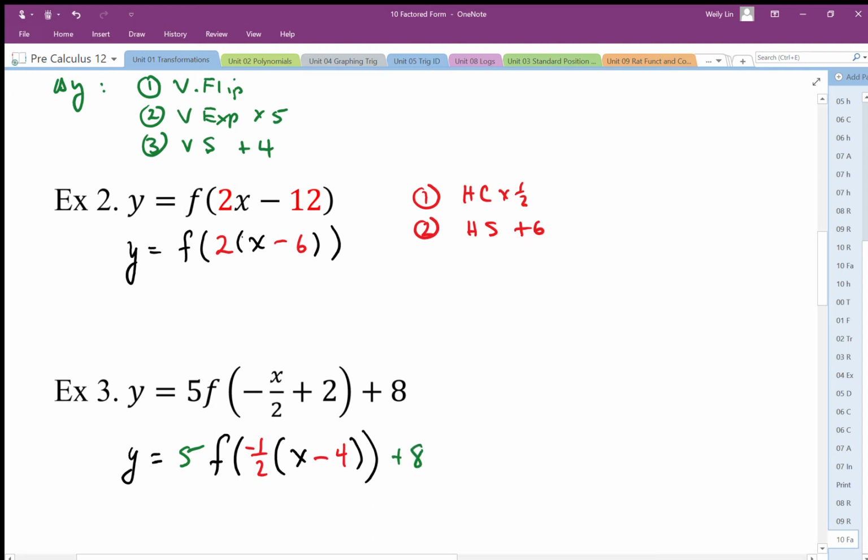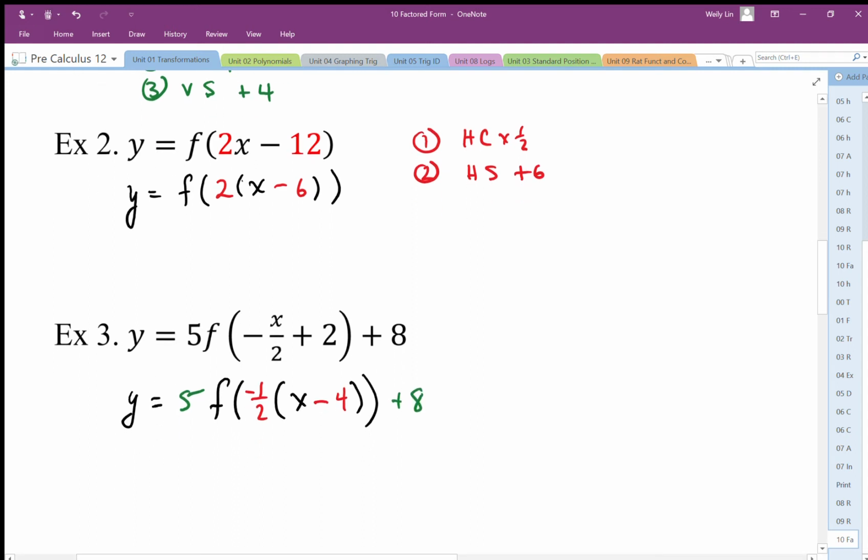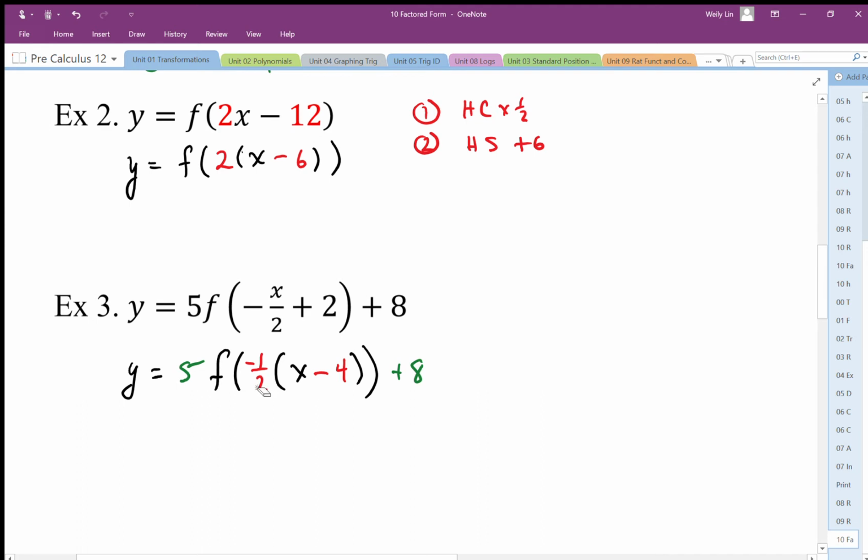So once I have my factored form, I can express it as expand and flip first, shift last. Okay, so I'll do the y first. The y is easy. I'm going to do vertical expansion by 5, vertical shift up 8.